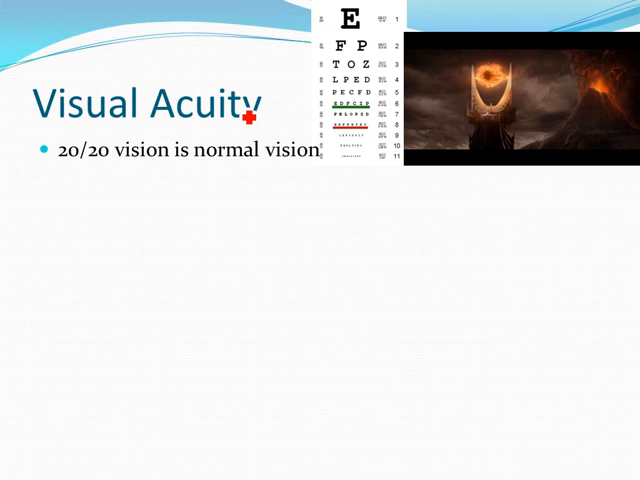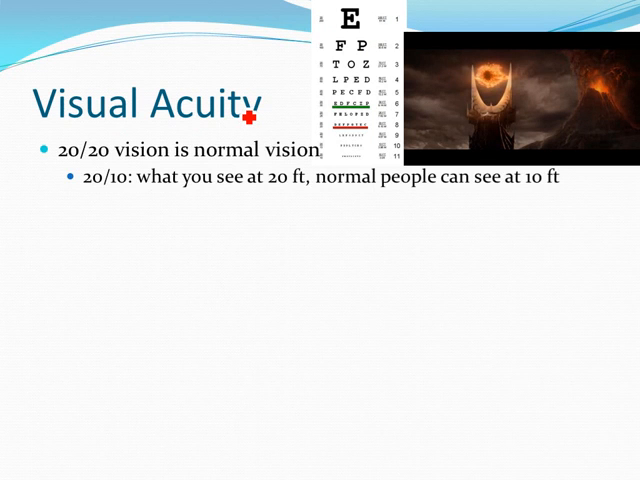Okay, visual acuity. People with normal vision have 20/20 vision. People with 20/10 vision can see things at 20 feet away that normal people see at 10 feet. So people who have normal vision need to be up closer to see the same thing as someone who has 20/10 vision. So yes, 20/10 is better than 20/20. Very good.